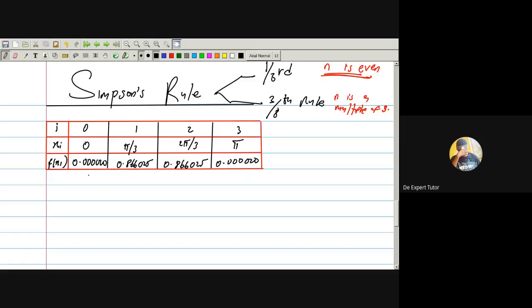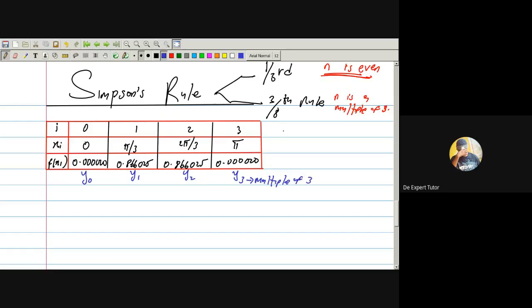Remember, is n even here or not? Let's check: y0, y1, y2, y3. Is n even here? N is not even. Here n is 3, a multiple of 3. Yes, exactly, a multiple of 3. So the best one to use for this method is what?